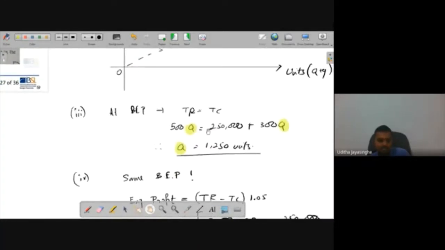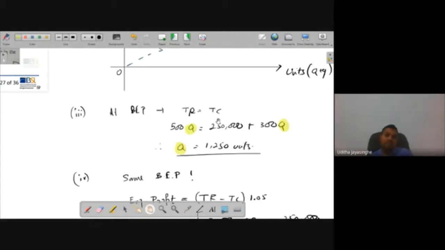So the answer is the same break-even point. There is no change of units, provided that all the ingredients are changed. But let's say the prices have changed, but not the fixed cost. So in that case, you can get this assumption. You have to redo this and get the new break-even quantity.